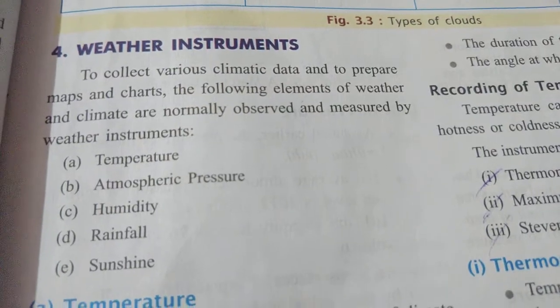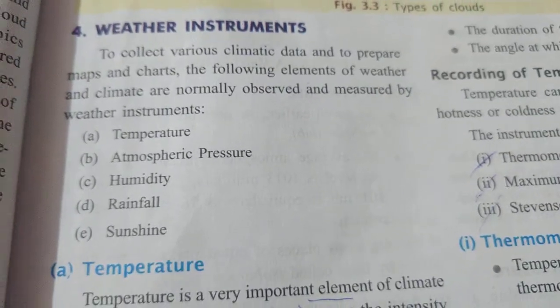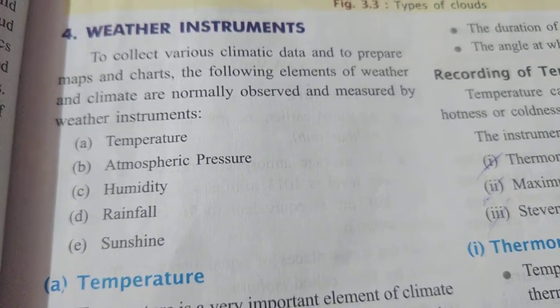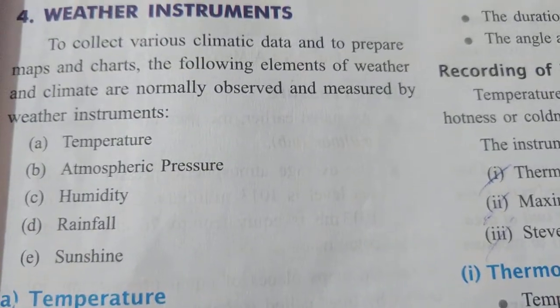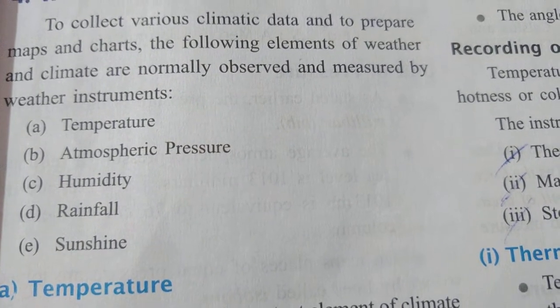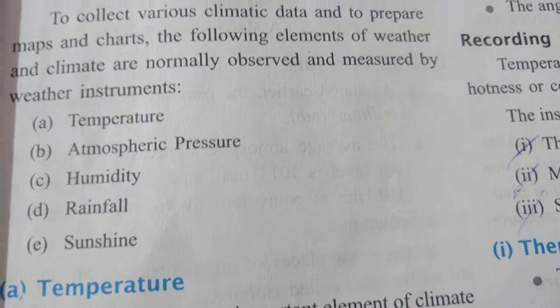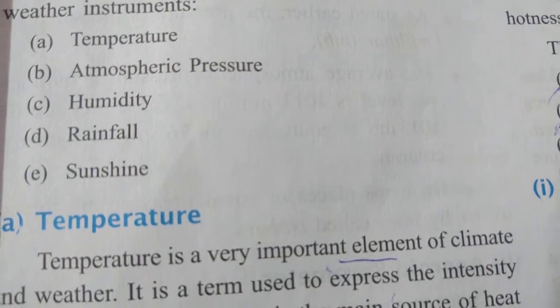Now, coming to the most interesting topic: weather instruments. What are the various weather instruments used to measure weather elements? To collect various climatic data and to prepare maps and charts, the following elements of weather and climate are normally observed and measured by weather instruments. First of all, temperature, atmospheric pressure, humidity, rainfall, and sunshine.